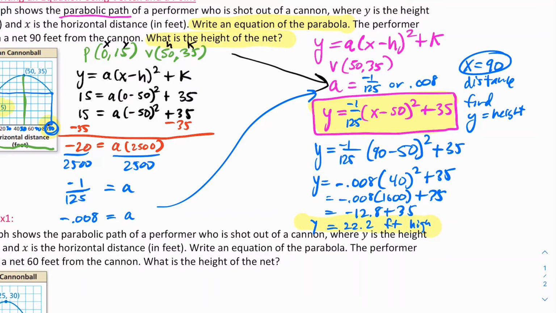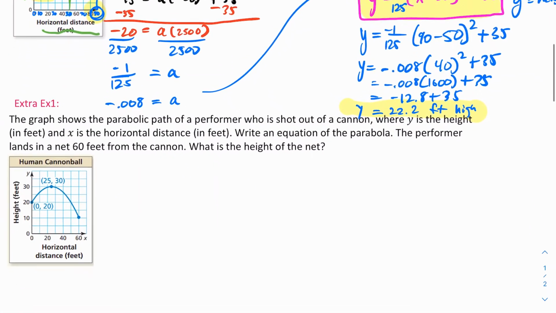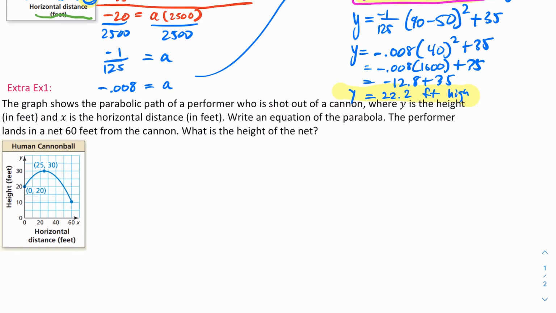And that is the answer to the second question. Okay? And that's how you do that problem. So if you could try the next problem, that would be fantastic. All right, do the whole thing and then come back and check your answers here.